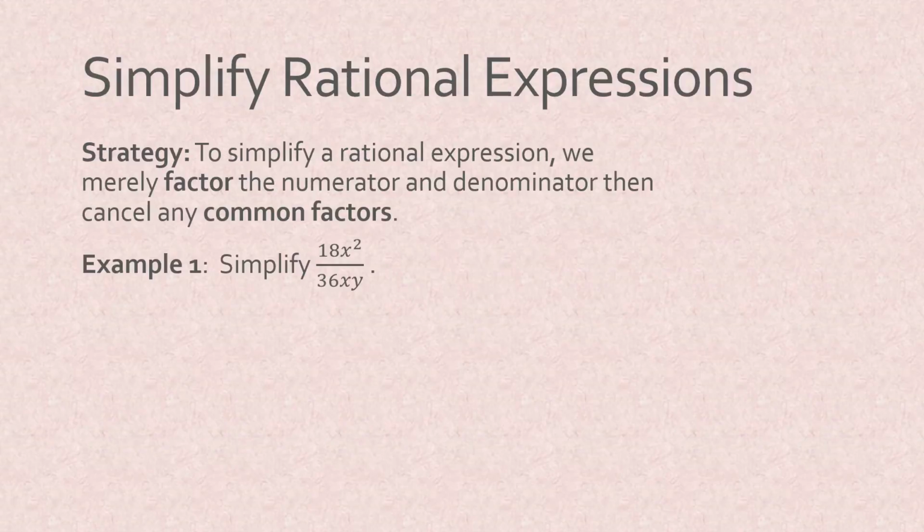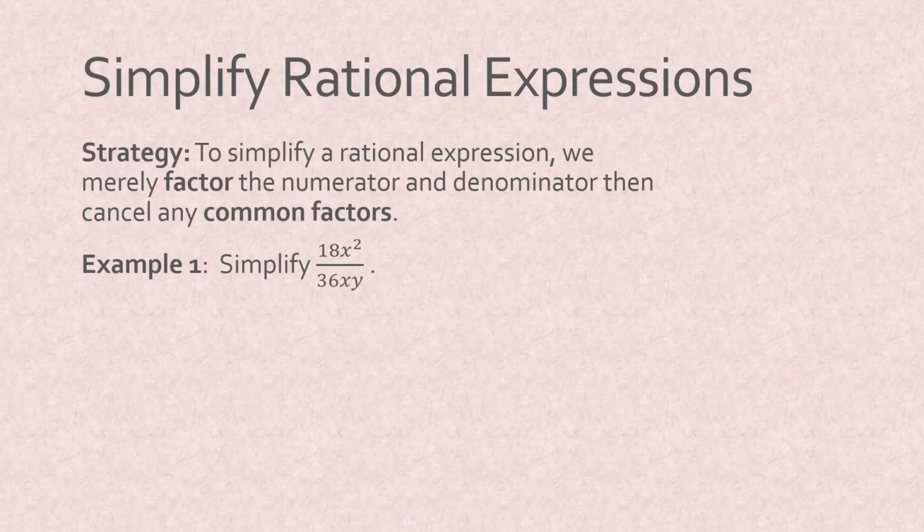In order to simplify a rational expression, our strategy is very simple. We merely factor the numerator and the denominator, and then we cancel any common factors. For example, if we look at the expression 18x squared over 36xy and we look to simplify, we will try to factor the numerator and the denominator so that we can cancel any common factors.